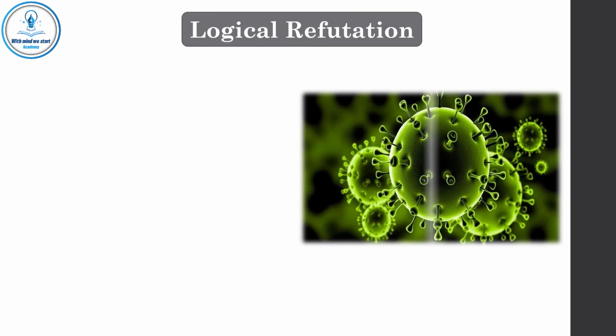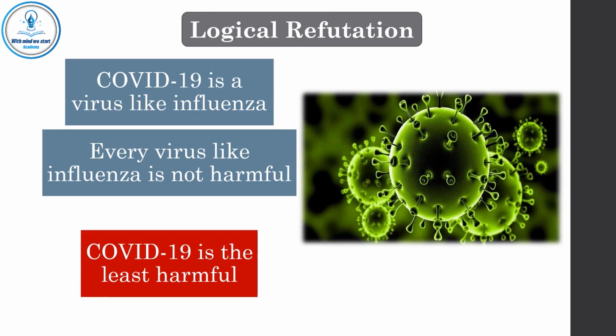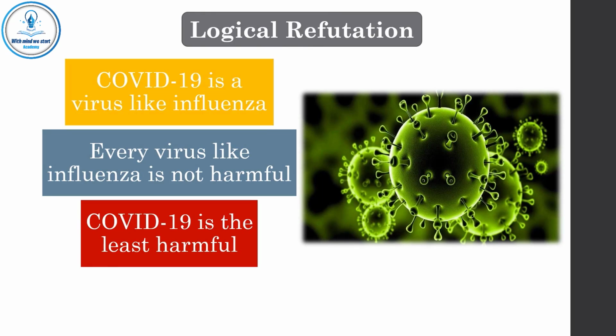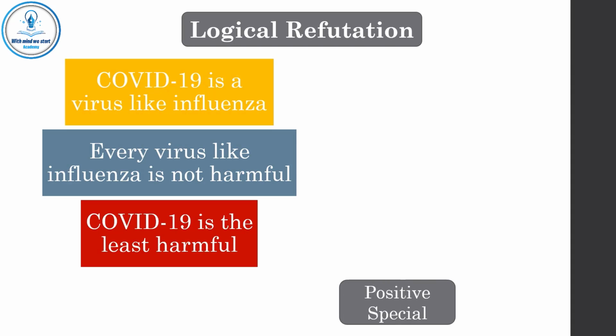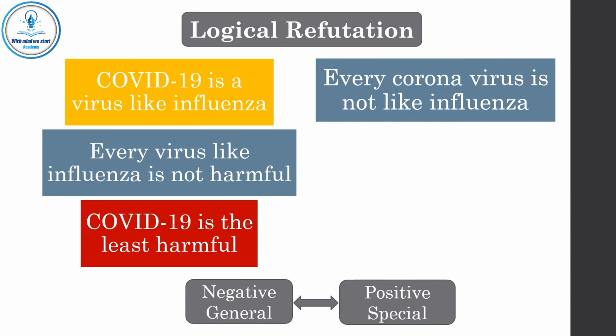Another example. COVID-19 is a virus like influenza. This is a positive special proposition. It can be contradicted by a negative general one. Every coronavirus is not like influenza, and vice versa.